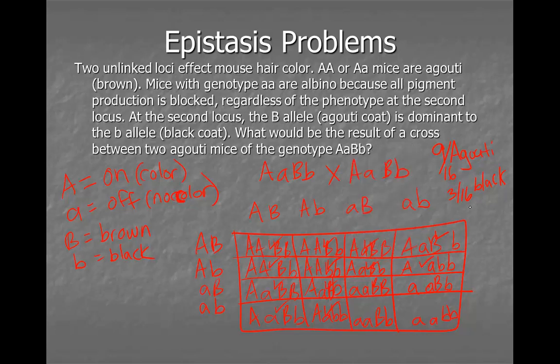And last but not least, 4 out of 16 will be albino. This is the new phenotype that we've learned about. These will be homozygous, little a, for no color. And the second trait does not matter, as again, no matter which color, it has been turned off. Therefore, they are albino, the absence of color.